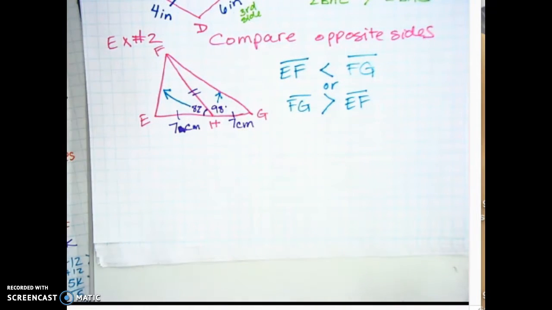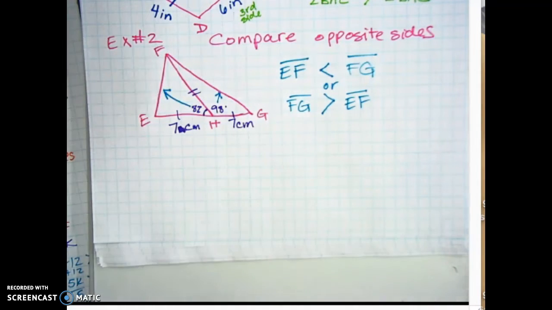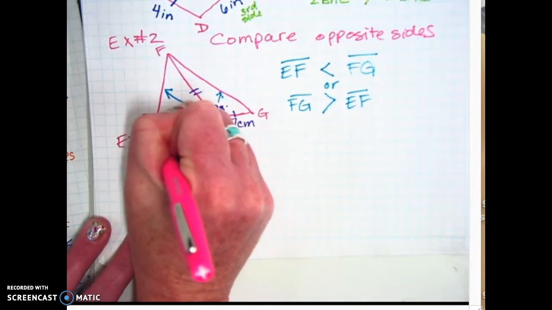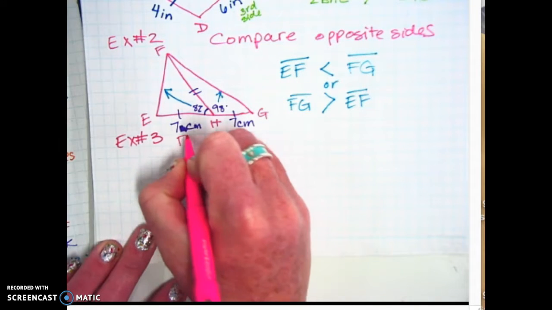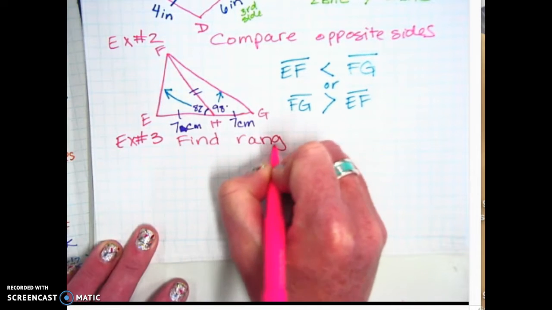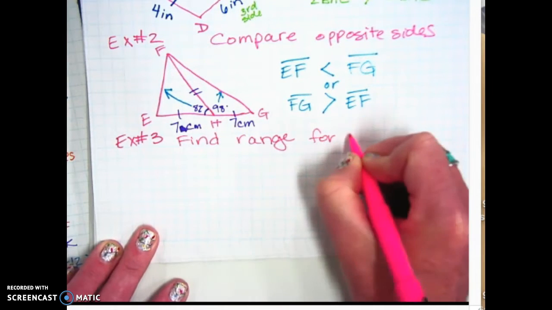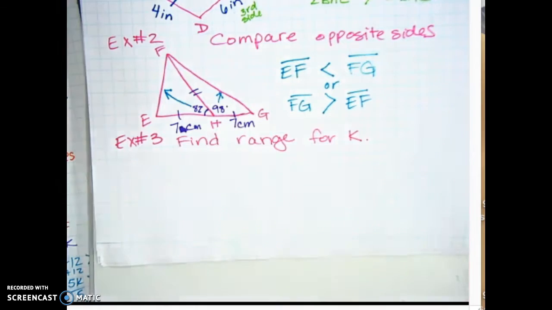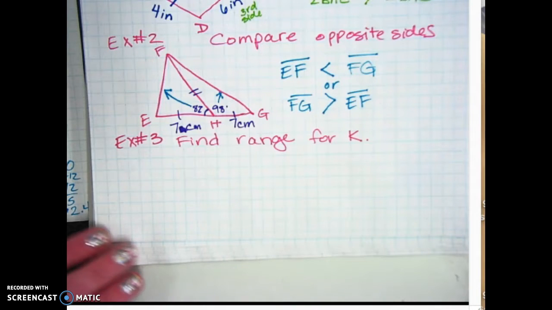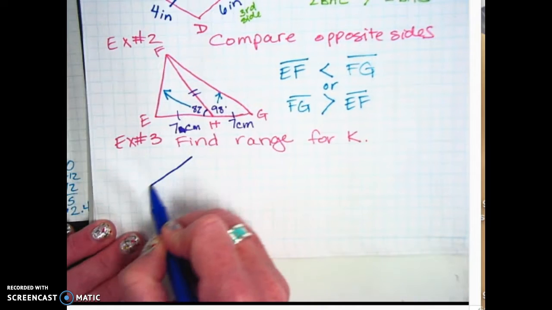Okay, so a lot of the problems on your assignment, you're going to be looking at going either direction. No problem. Third type of problem you're going to see is like example number 3, where you're going to be asked to find the range for K. Similar to how we did it the other day, but not exactly the same, because there's going to be some algebra involved, okay? So let's look here.